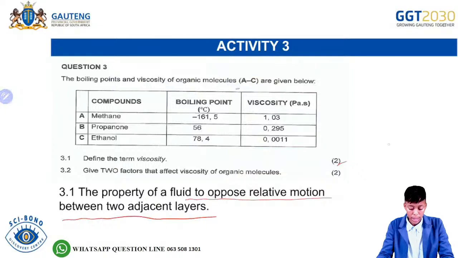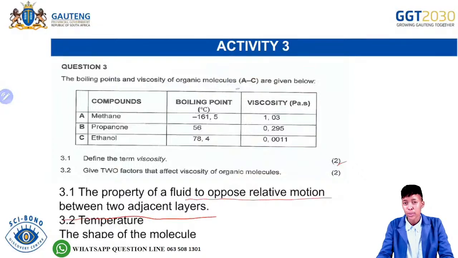Then 3.2, it says give 2 factors that affect the viscosity of organic molecules. So number 1 will be your temperature, and number 2 will be the shape of the molecule. So you need to keep the following in mind.